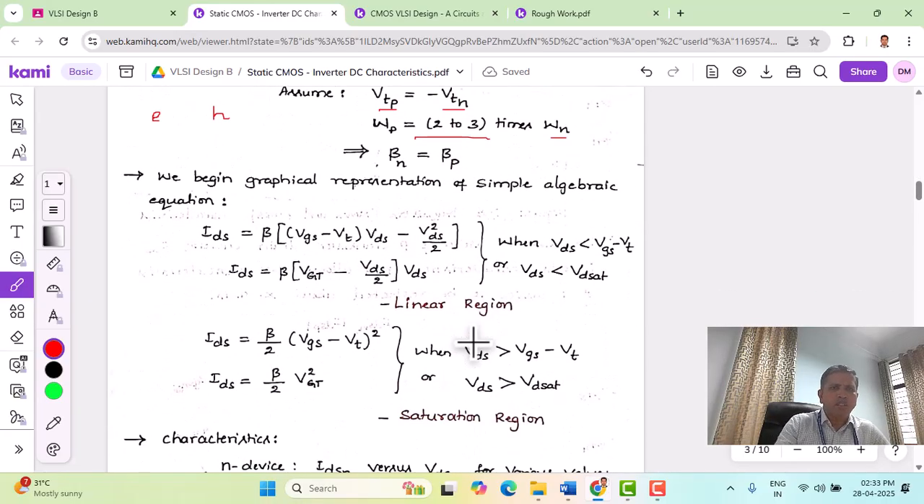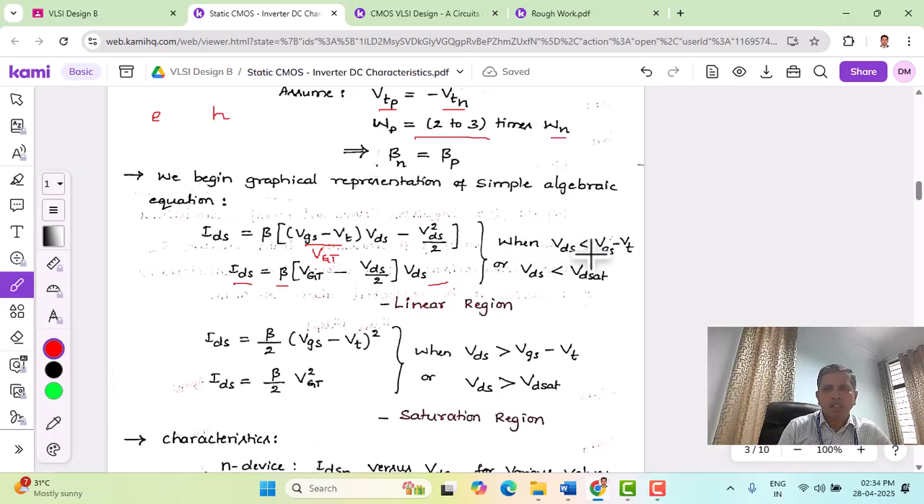Okay, so let us go through the currents here. We begin graphical representation of simple algebraic equations using this. For the currents here, the drain to source current should be equal to beta times (VGS minus VT), which is called the effective gate voltage, multiplied with VDS, minus VDS square divided by 2. So this is the expression for the drain to source current in the linear region. The same equation can be rewritten as IDS equals beta times (VGS minus VT), which we can label as VGT. So this expression becomes beta into (VGT minus VDS by 2), multiplied with VDS. And this is the drain to source current flowing in the linear region.